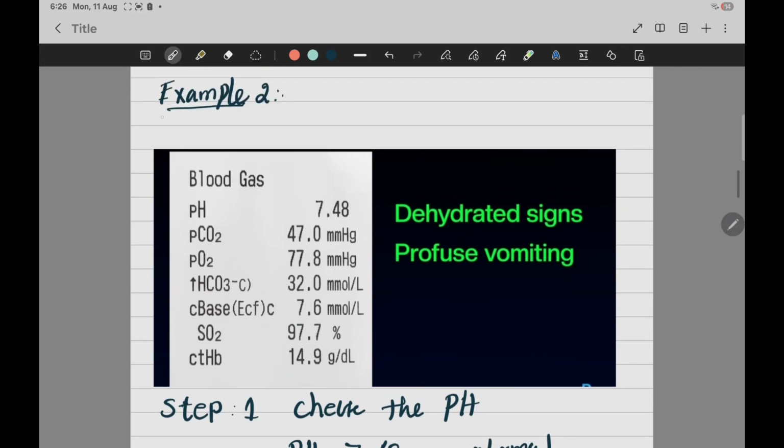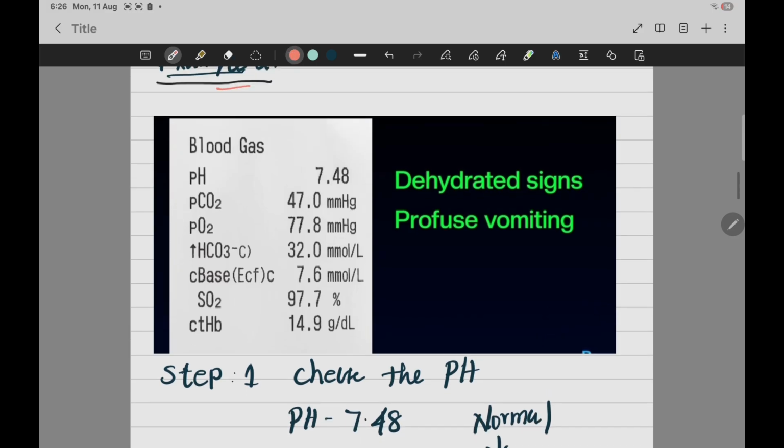Okay, this is the second example. The patient had dehydration signs and projectile vomiting. Here the ABG is showing pH 7.48, PCO2 47, PO2 77, bicarb 32, base excess positive 7.6, and saturation 97.7.